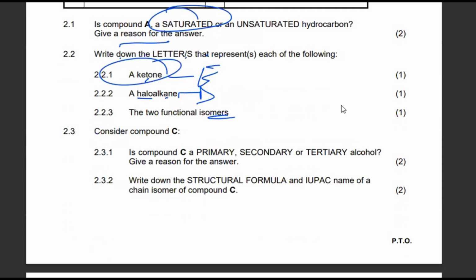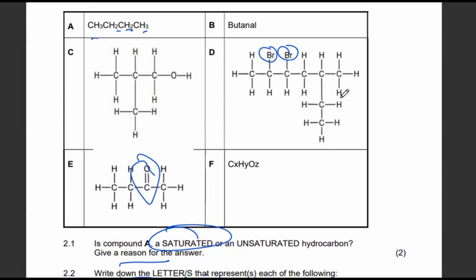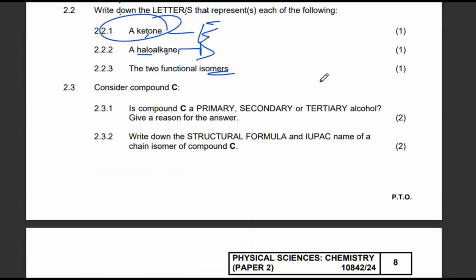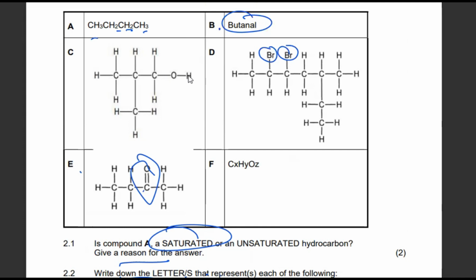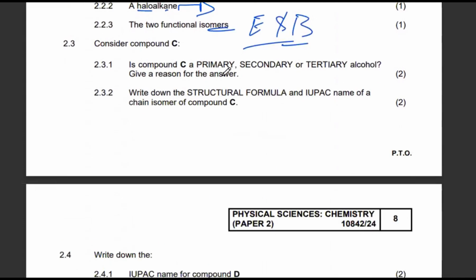2 functional isomers. I told you, it is either alkyl or it is not alkyl. It is either ketone and aldehydes or carboxylic acid and esters. So in this case, we find that for 2 functional isomers, this is an aldehyde, so I have to look for it. So the answer is B and E. You say E and B, or B and E, it's the same thing. Consider compound C. All right, compound C is an alcohol. They are saying that.